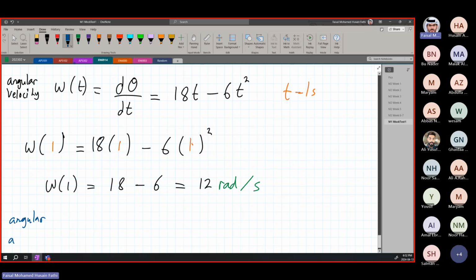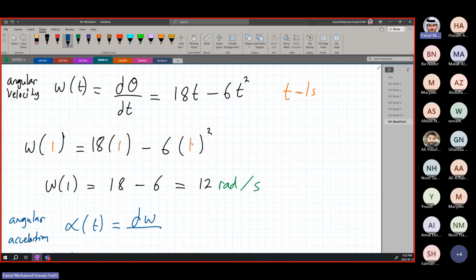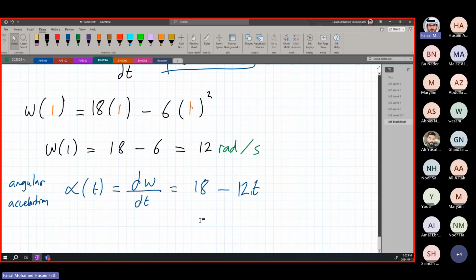Angular acceleration. It's alpha of t is equal to d omega by dt. So it's simply equal to, we're going to differentiate this one more time. So 18t becomes just 18, minus 6 times 2 is 12t, and that's it. And this is our angular acceleration formula.